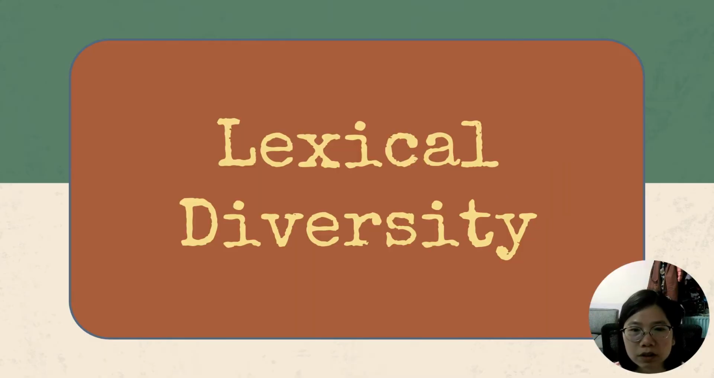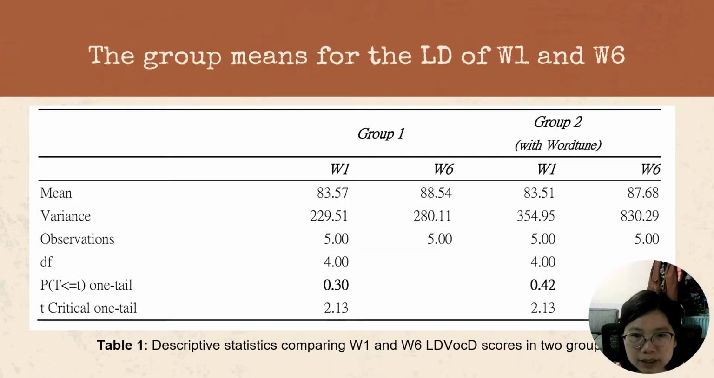And this is the result. As for lexical diversity, this is a table showing the group means for the LD of week 1 and week 6. LD is for lexical diversity. So you can see this is the score for group 1. The mean score is 83, and they improve, and by week 6, the score is 88.54.